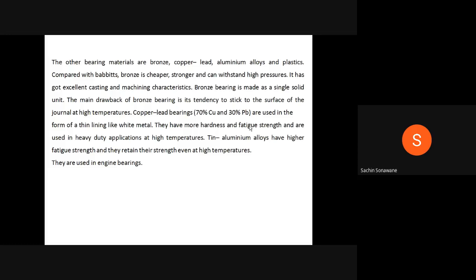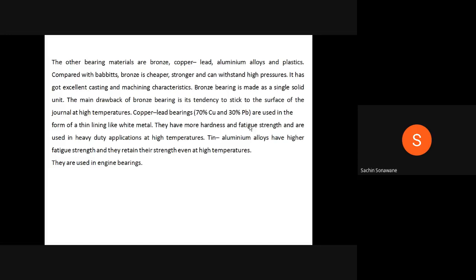The other bearing materials are bronze, copper lead, aluminum alloys, and plastics. Compared with Babbitts, bronze is cheaper, stronger, and can withstand high pressures. It has excellent casting and machining characteristics. Bronze bearing is made as a single solid unit. The main drawback of bronze bearing is its tendency to stick to the surface of the journal at high temperatures.